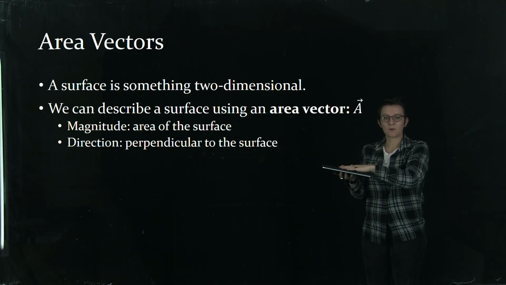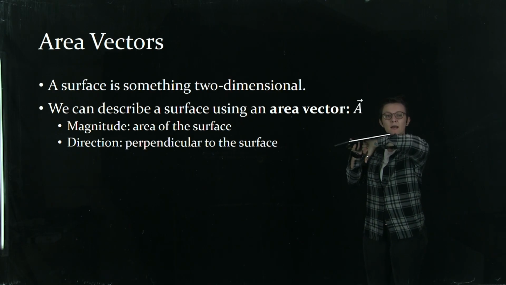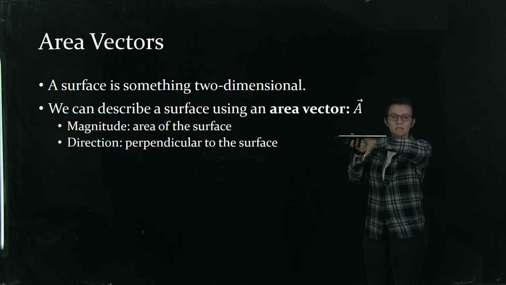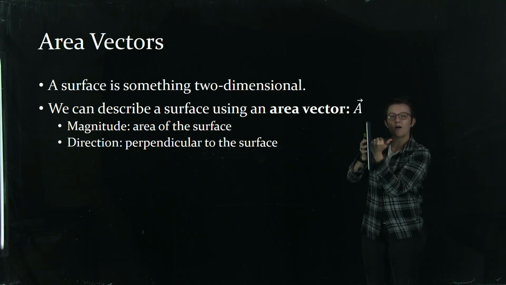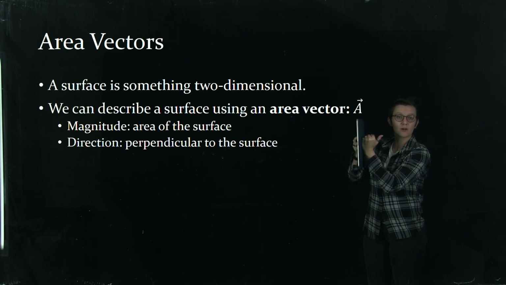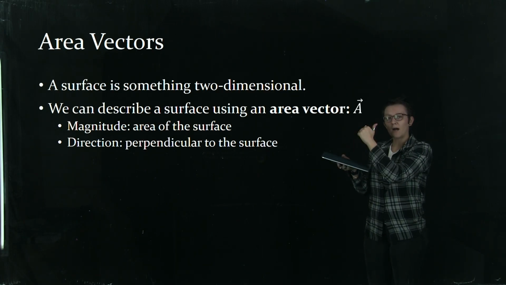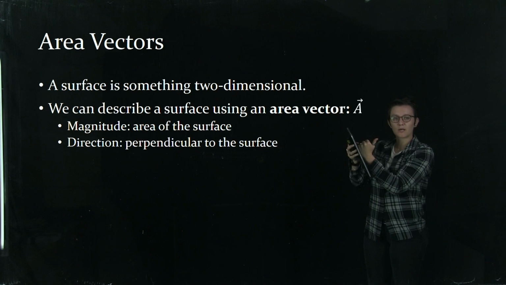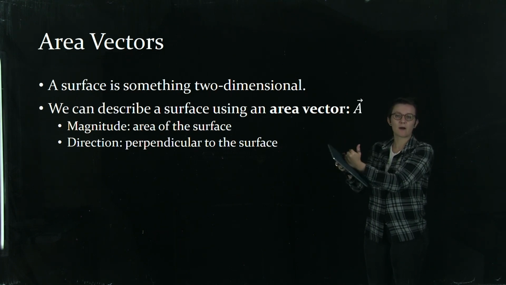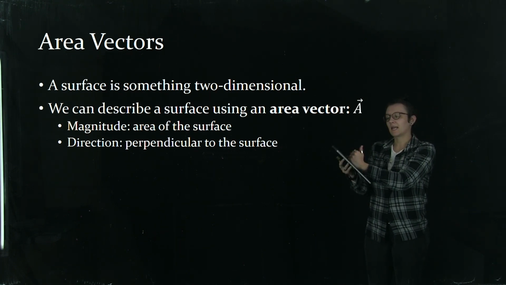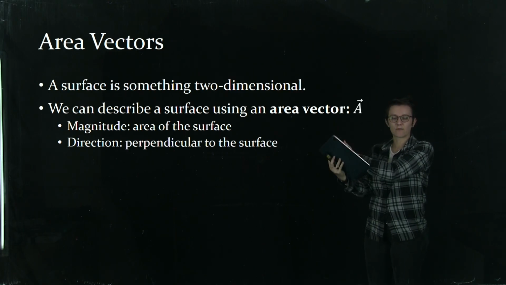If I'm thinking about the surface down here, my area vector is pointing downwards like this. And the purpose of this is that now I can describe the orientation of the surface in space by talking about my area vector. Which direction is it pointing and how big is it? It tells me about how big my surface is and in which direction the surface is pointing.